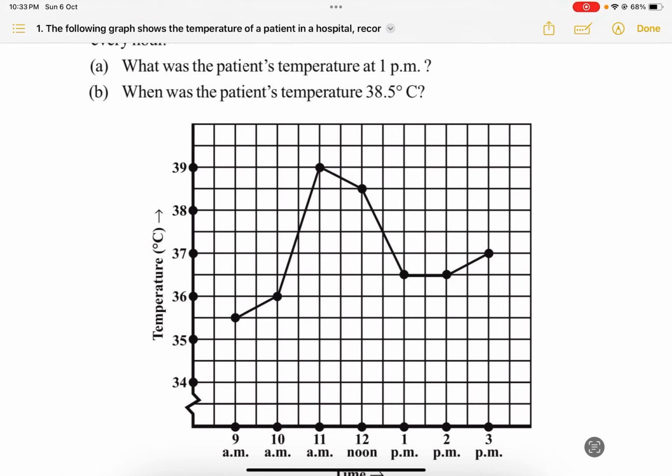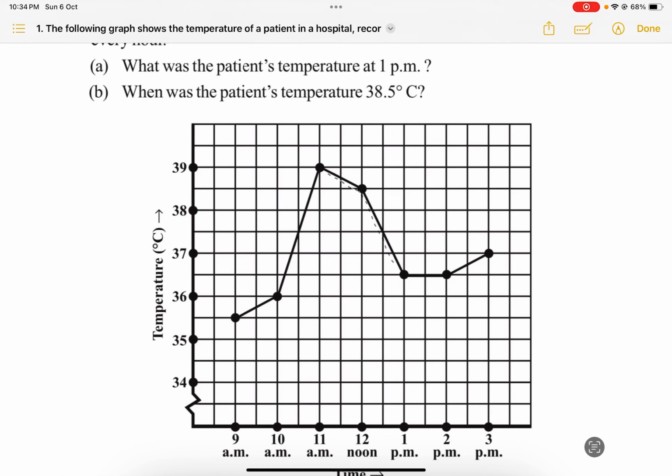So the patient's temperature showed an upward trend from 9 to 10 a.m., and again from 2 to 3. Is that clear? The upward trend is from 10 to 11 a.m., correct? Even from 9 to 10 there is an increase. So from 9 to 10 there is an increase, and from 10 to 11 there is also an increase.